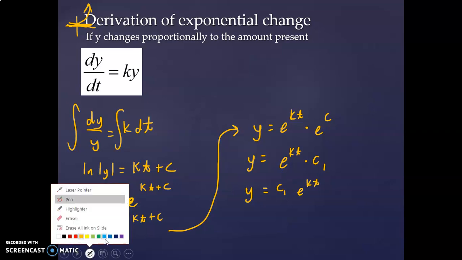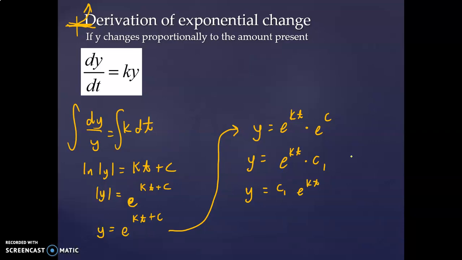And then we're going to think about when time is 0. So at t equals 0, this piece would be 1. So at t equals 0, y equals c1. Now a common way to say the amount, the y value when t is 0, is to call it y naught. So when t is 0, I'm going to call this thing y naught, which means that my equation is really just y equals y naught e to the kt.